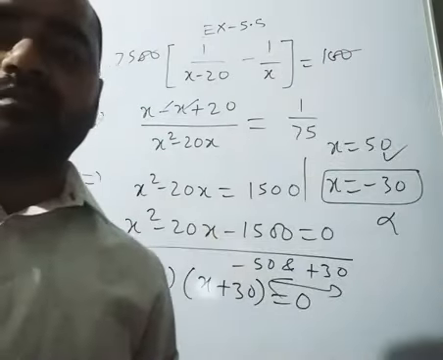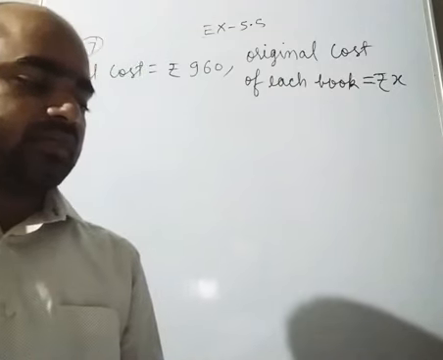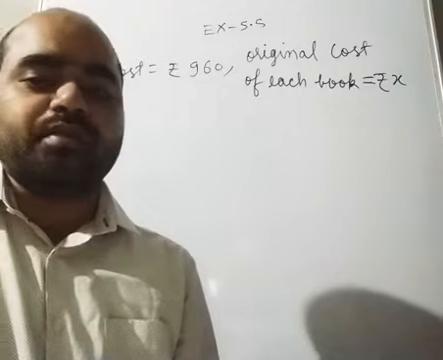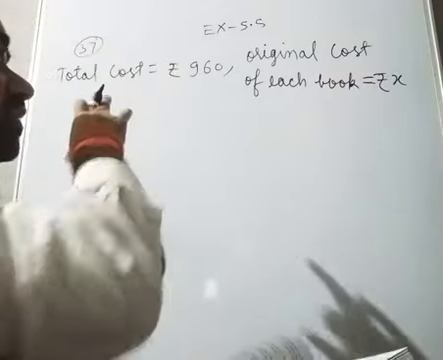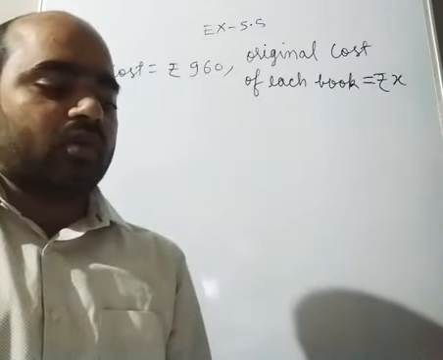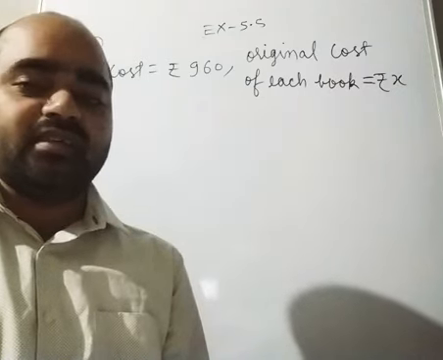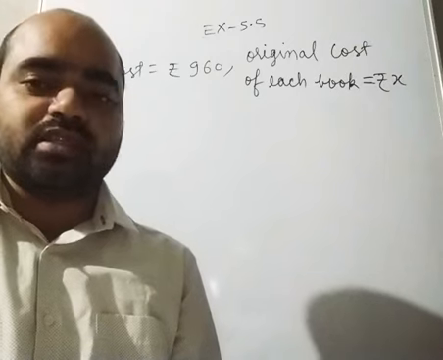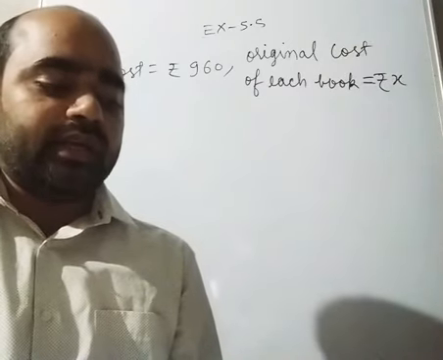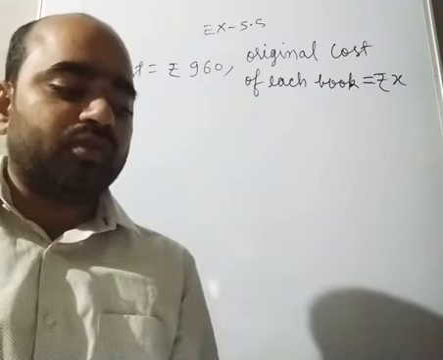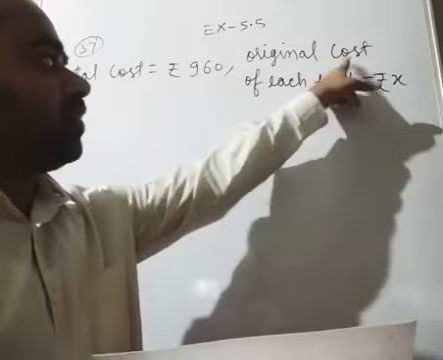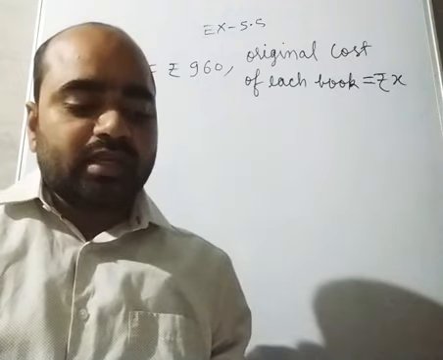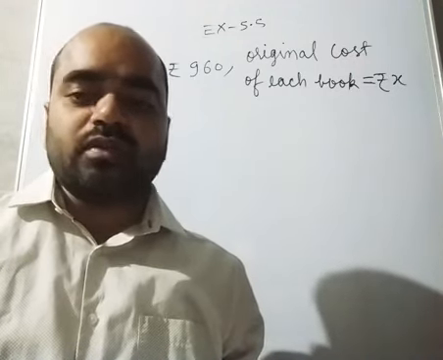Correct? In the next question, number 37, what is given? A shopkeeper buys a certain number of books for rupees 960. It means total cost is 960. If the cost per book was rupees 8 less, the number of books that could be bought for rupees 960 would be 4 more, taking the original cost of each book to be rupees x. Write an equation in x and solve it to find the original cost of each book.